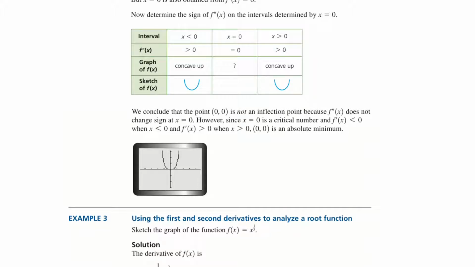If we draw the sign chart for the first derivative, we'll see before 0, first derivative is negative, and after 0, it is positive. Therefore, (0, 0) is a local minimum, and the function is concave up always.